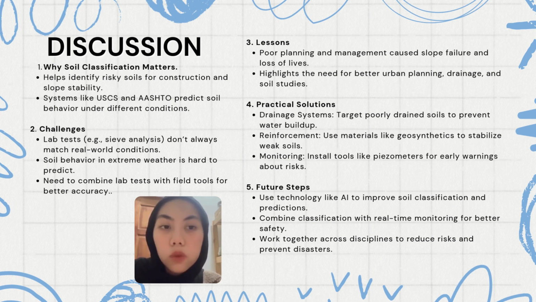And lastly, for future steps, looking forward, we can use technology like AI to improve soil classification and predictions. Combining this with real-time monitoring tools will help keep people and structures safe. By working together, we can reduce risks and prevent future tragedies.